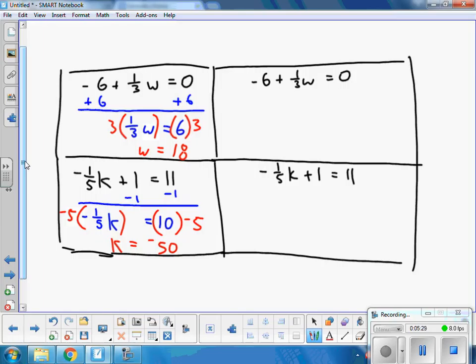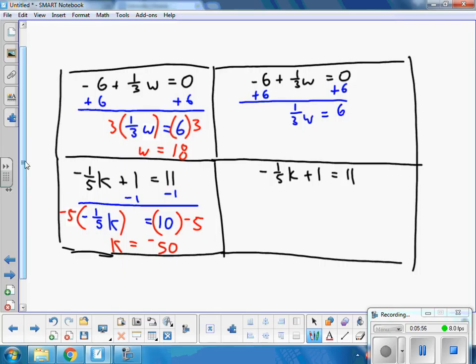For a two-step equation, I'm going to start with my adding and subtracting. So for negative 6 plus 1/3 w equals 0, I'm going to do the opposite. I see subtracting 6, or negative 6, so I have to add 6 to both sides. And what that does is that clears everything out. I end up with 0 on that side, and that's what I want. And so I'm left with 1/3 w equals 0 plus 6, which is 6.